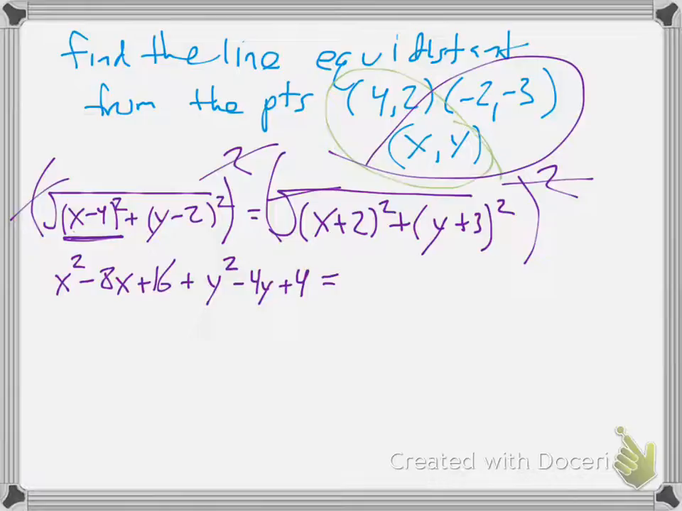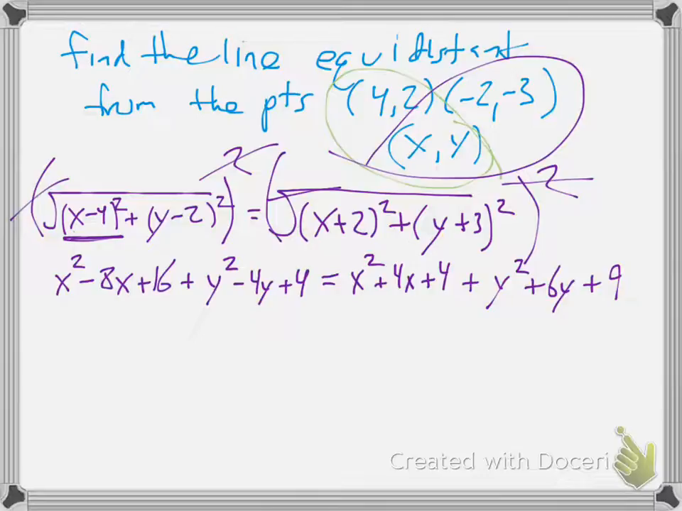Equals, going across, x squared plus 4x plus 4 plus y squared plus 6y plus 9. Okay, does everybody get where I got all those from? This goes a lot quicker than having to FOIL them. First, outside, inside, last. You square the first term, square the last term, multiply them together, and then multiply by 2 to get the middle term. A lot of students like to forget that middle term on each one of these.